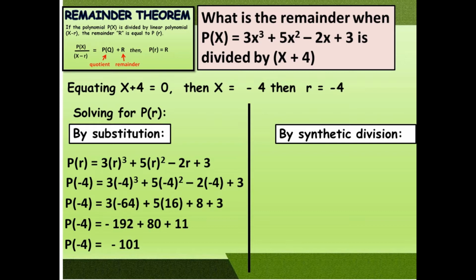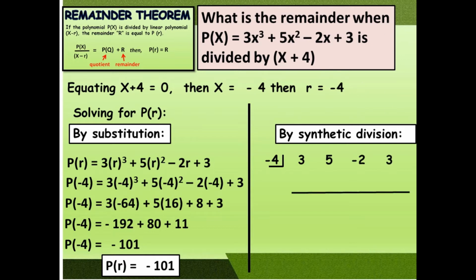Okay, so let's try to solve it by synthetic division. So see to it that the power of the divisor and the dividend are arranged into descending order. So it is already arranged. So R now is negative 4. Okay, so we write that in the upper left inside the flip L. Then copy all the numerical coefficient of the given polynomial. So we have 3, positive 5, negative 2, and 3. Okay, so bring down 3.